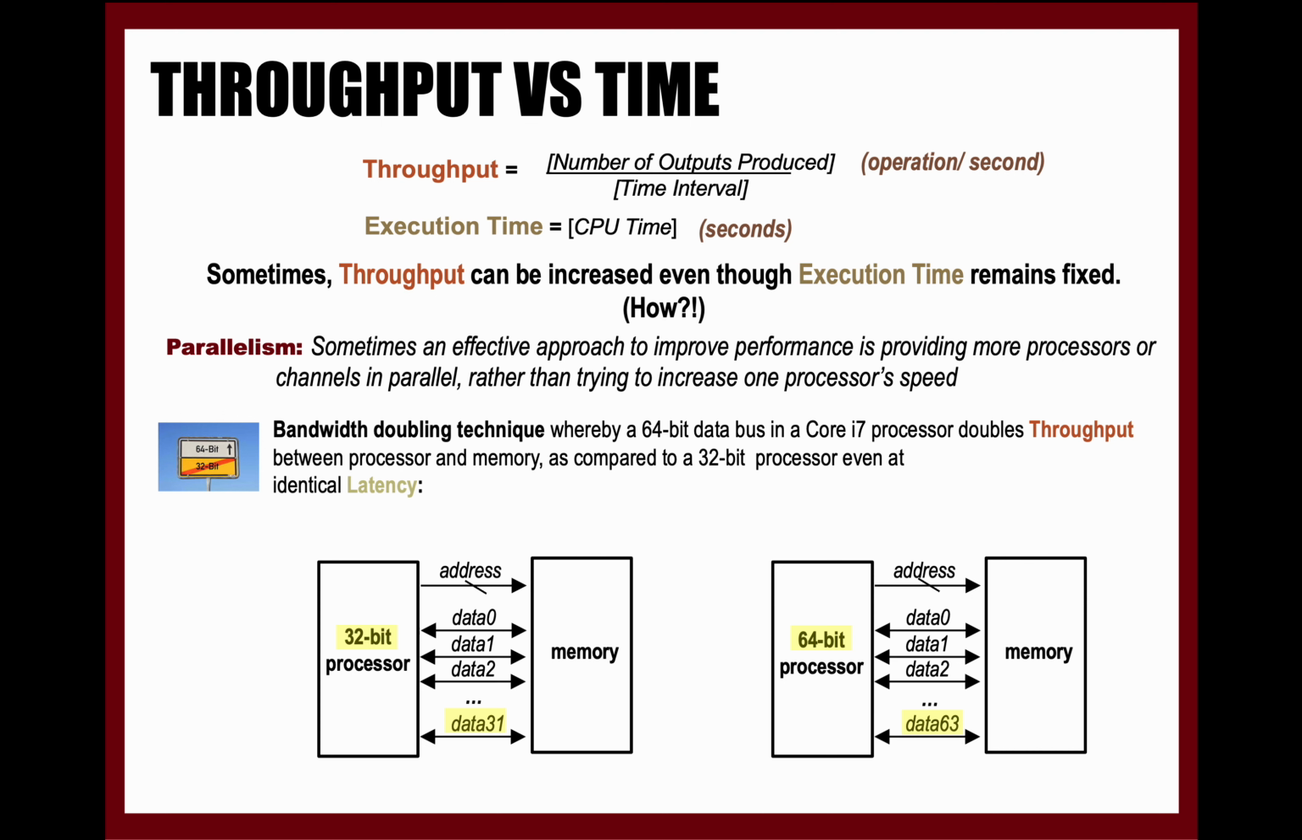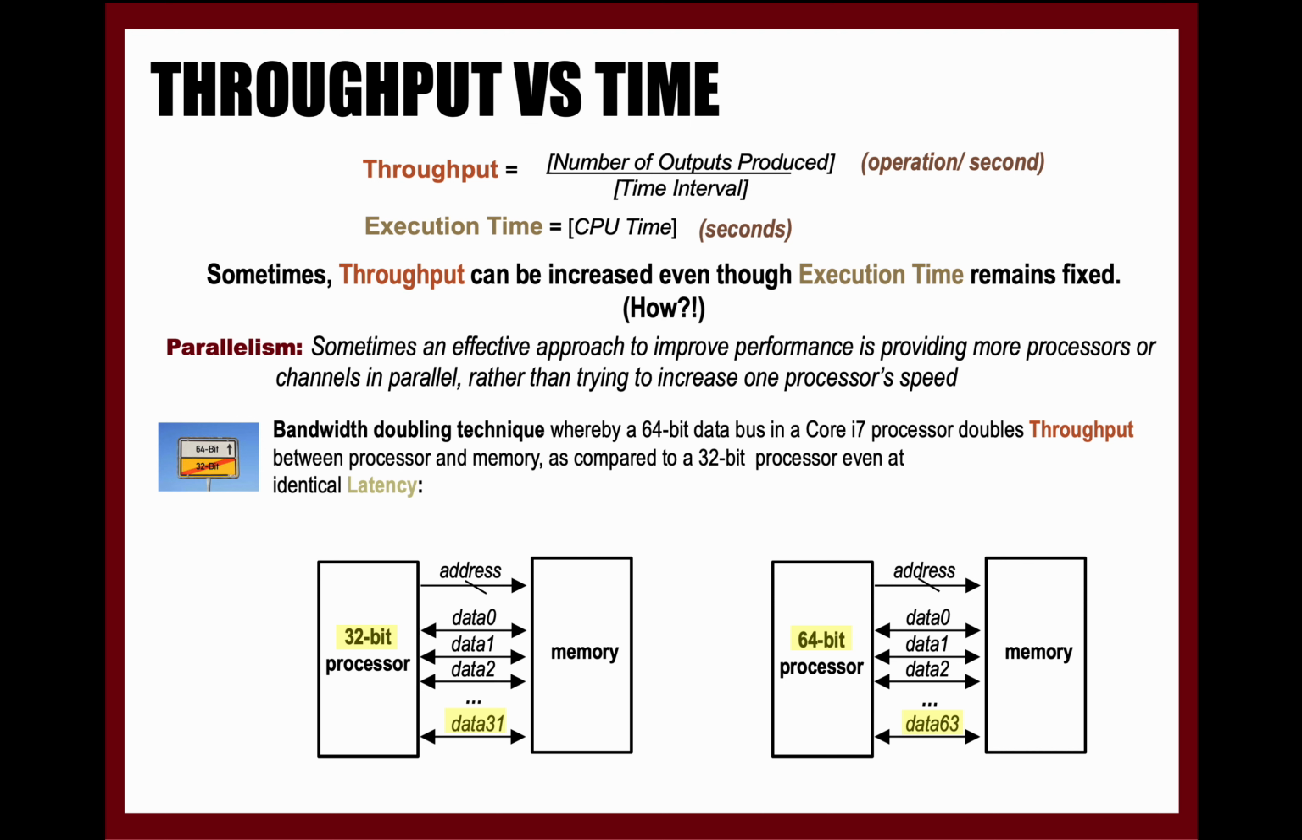Parallelism refers to the concept of performing multiple operations or tasks simultaneously. Instead of increasing the speed of a single processor, you can improve overall performance by having more processors working at the same time, or by increasing the number of channels a single processor can handle in parallel. A practical example of leveraging parallelism is a bandwidth doubling technique.